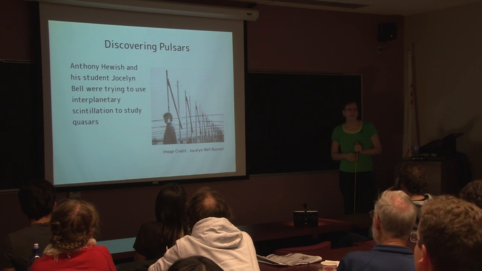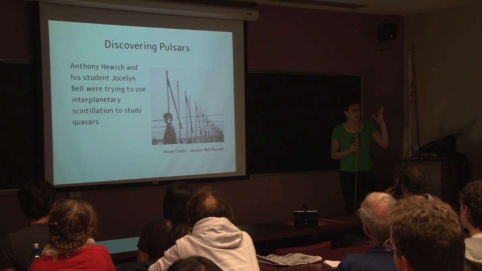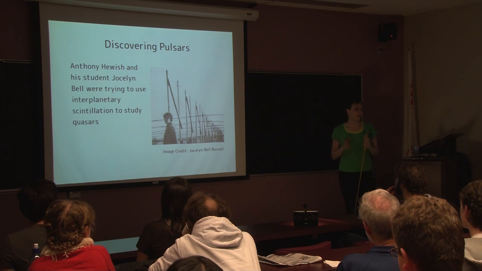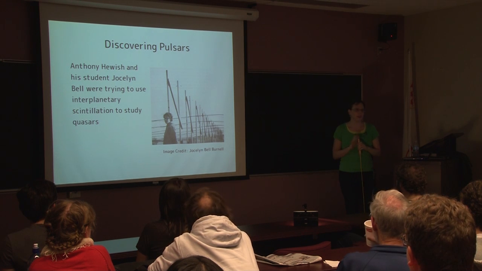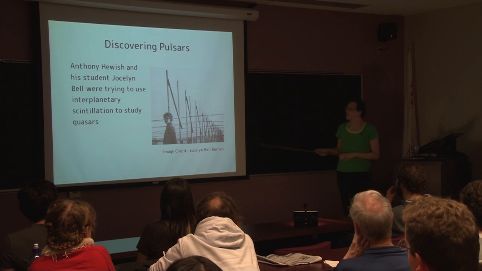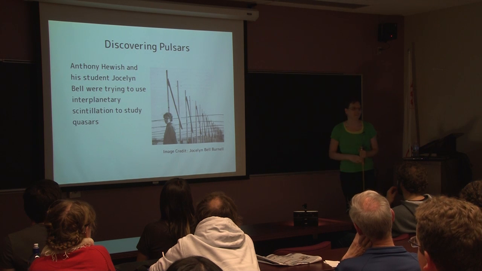So, discovering pulsars in 1967, Anthony Hewish and Jocelyn Bell were trying to study quasars, far distant. It turns out they're called active galactic nuclei. We're going to talk about them later. But they were too small to see with the radio telescopes they could build. And this wasn't a dish, this was a big array of wires. Jocelyn Bell apparently spent all summer sledgehammering stakes to put that together.